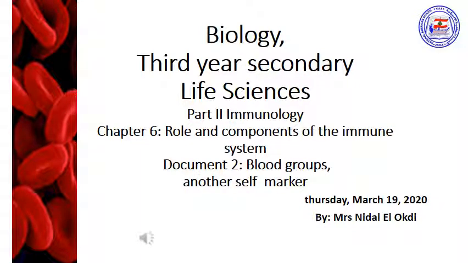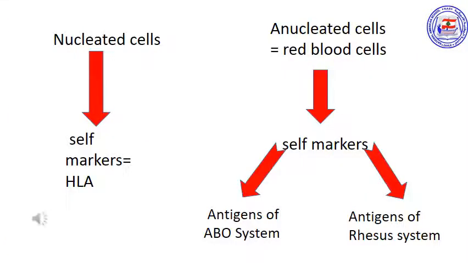Today, we're going to continue Chapter 6, Role and Components of the Immune System, Document 2, Blood Groups and Another Self-Marker. Please make sure you have your books open in front of you as well as the notes. We have already seen in Activity 1 that the immune system distinguishes between self and non-self through markers located on nucleated cells, and these markers are the HLA markers.